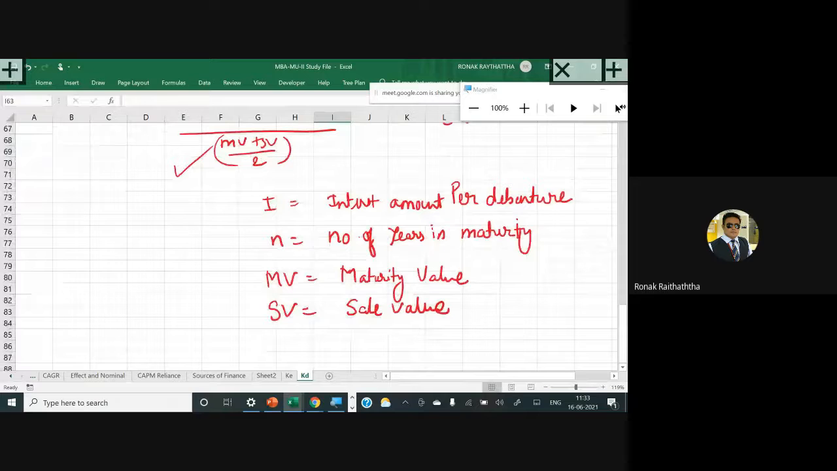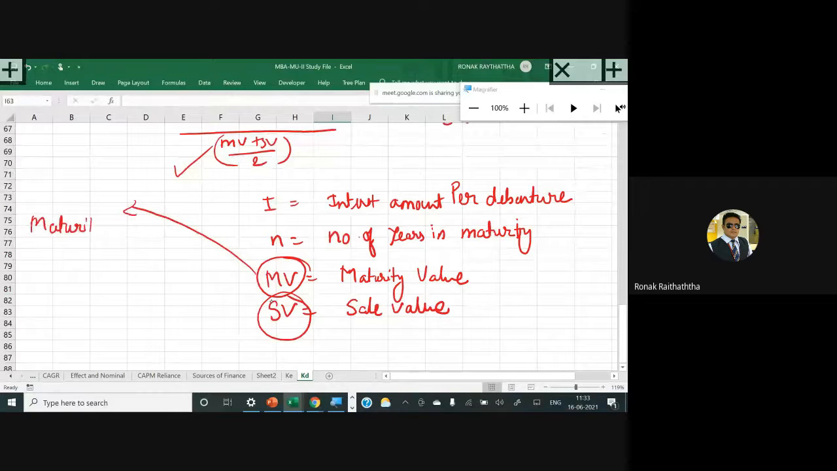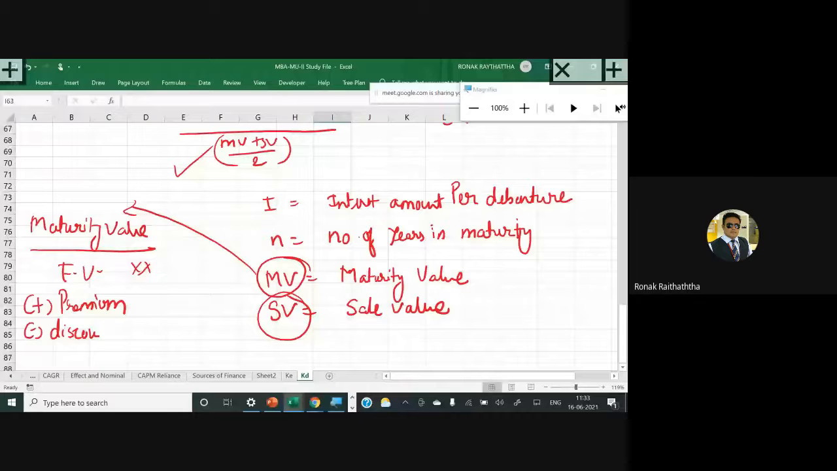Now some people would be like, sir, give us the formula of the MV and SV as well. Let's find these MV and SV values now. So maturity value equals face value plus premium, or they may be redeemed at a discount as well. If it is a premium, it should be added. If it is a discount, it should be deducted. So reduce this, you get MV.